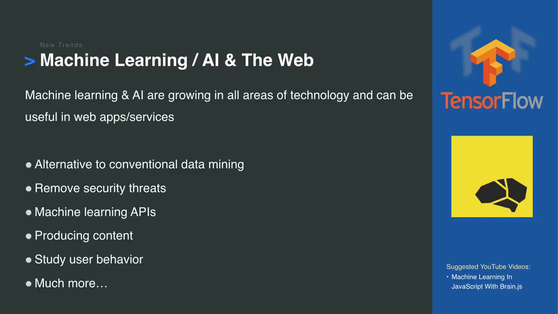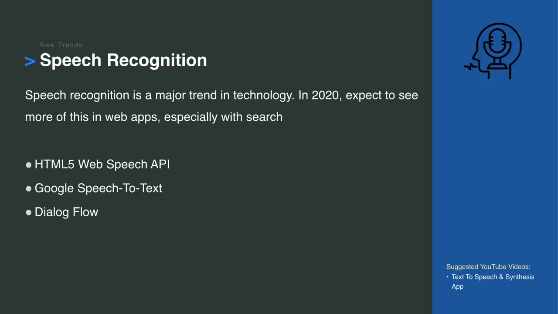It can remove security threats. We can build machine learning APIs. We can have machine learning help produce content. We can use it to understand user behavior and much more. And obviously Python is the king for machine learning, but even with JavaScript, we have TensorFlow.js. We have libraries like Brain.js to create neural networks and do some really cool stuff.